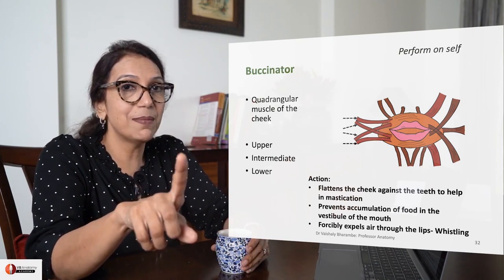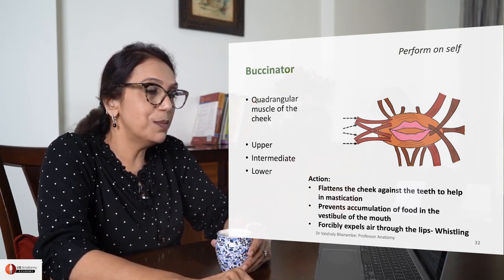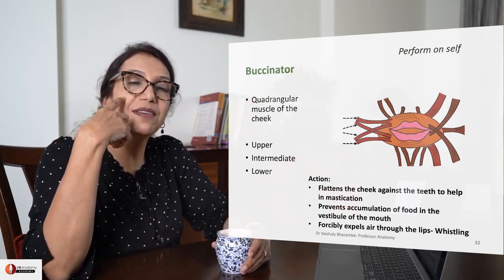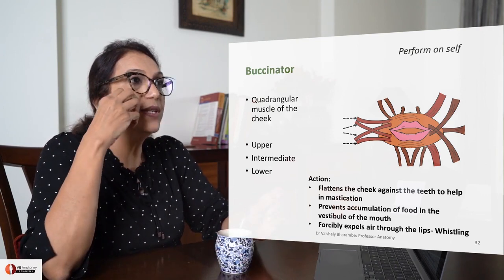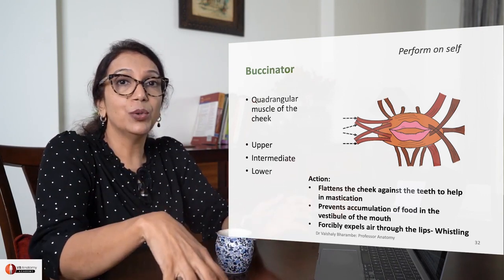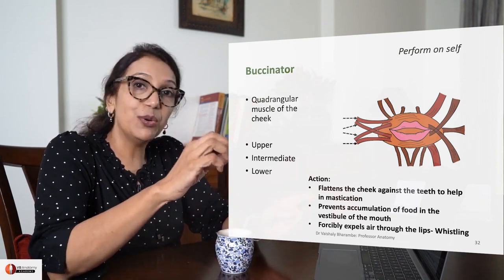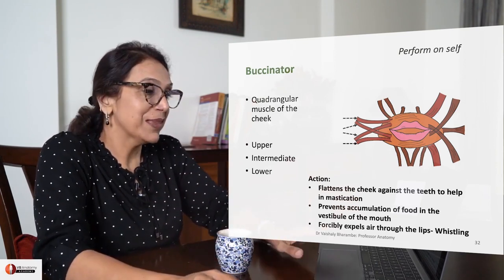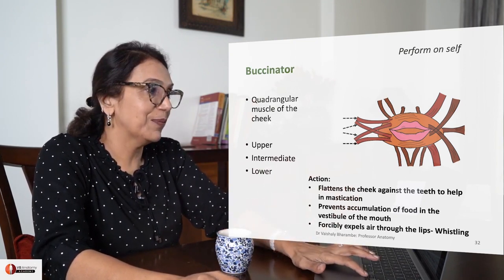They're not muscles of mastication. They help in mastication. They also prevent accumulation of food in the vestibule of the mouth. So they also forcibly expel air from the mouth. That is your buccinator. Okay. So it's forcibly expelling air through your mouth.